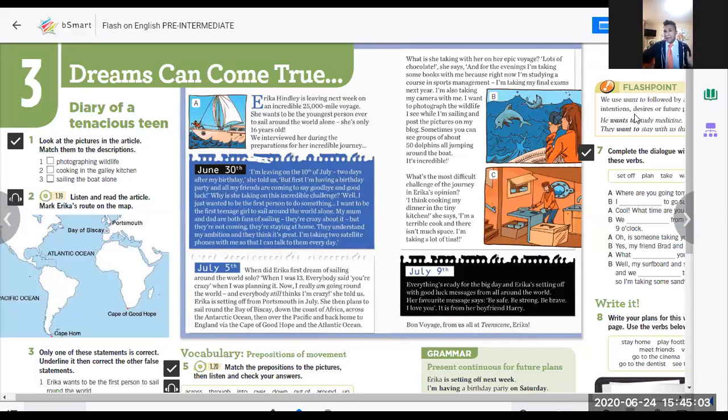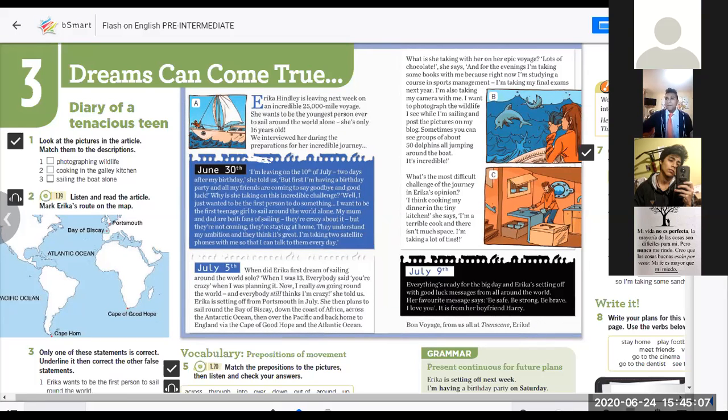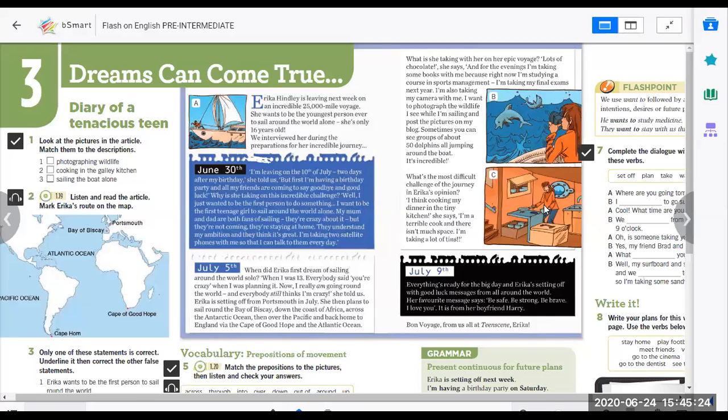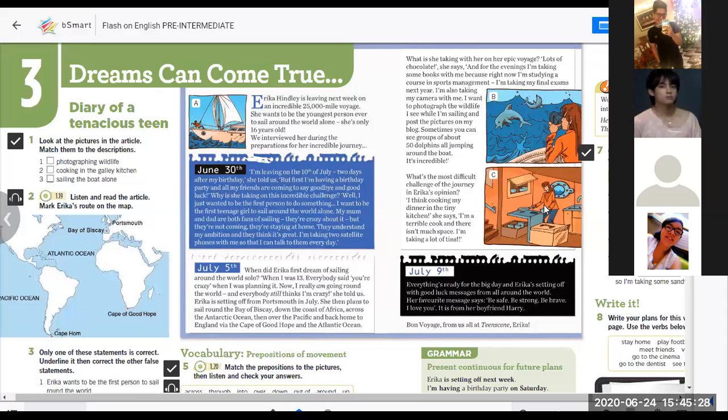Sara, please, can you read the first paragraph? Sara, are you there? Oh, Sara is not there. Okay, Naomi, please help me to read paragraph number 1.